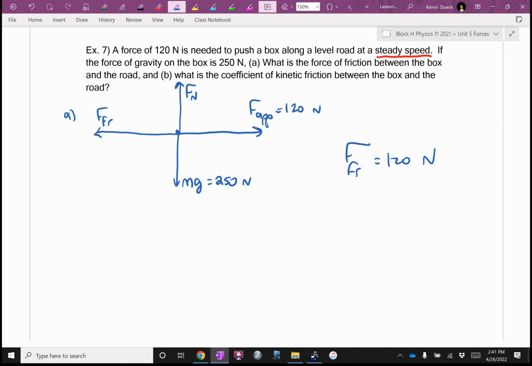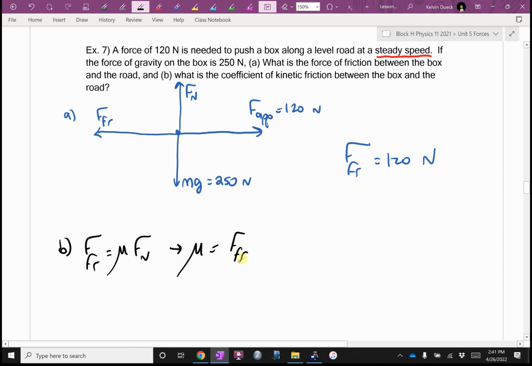Let's redeem ourselves. What does B want me to find? What symbol have we used for the coefficient of friction? You know what? Friction is mu times the normal force. Yes? Get the mu by itself. Yes. Mu is going to be friction divided by the normal force. As a number, how big is friction exactly? That's from part A. I don't know that or do I? How big exactly? Yeah.